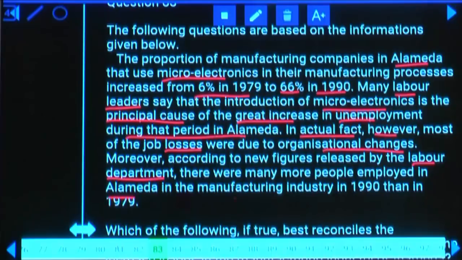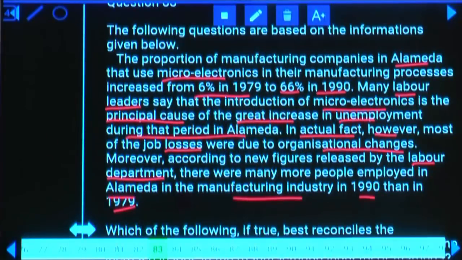Moreover, according to the new figures released by the Labor Department, there were many more people employed in Almeda in the manufacturing industry in 1990 than in 1979. Now here, we have to see whether it is contradicting the above statements or not. What is the thing it is contradicting here? Now the labor leaders say that because of this microelectronics, the unemployment is increasing. But the latest statistics given by the Labor Department show there were many more people employed in Almeda in the manufacturing industry in 1990 than in 1979.